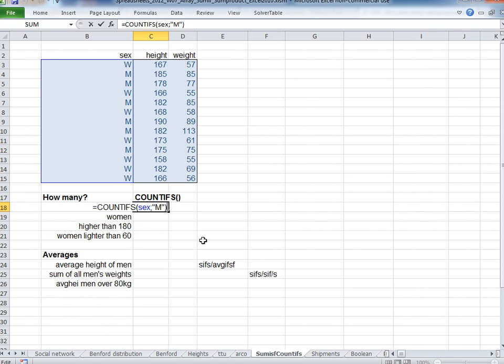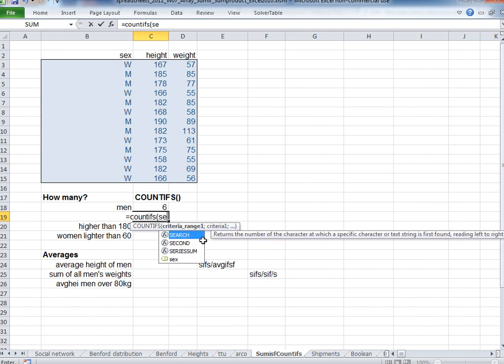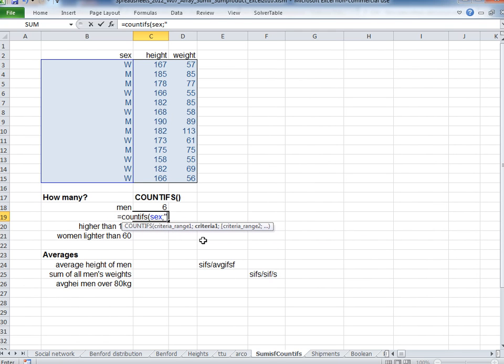Next up, we need to know the number of women. This is equals COUNTIFs, just the same way. Parentheses, sex, semicolon, quotation marks, W, and we have 7 women.